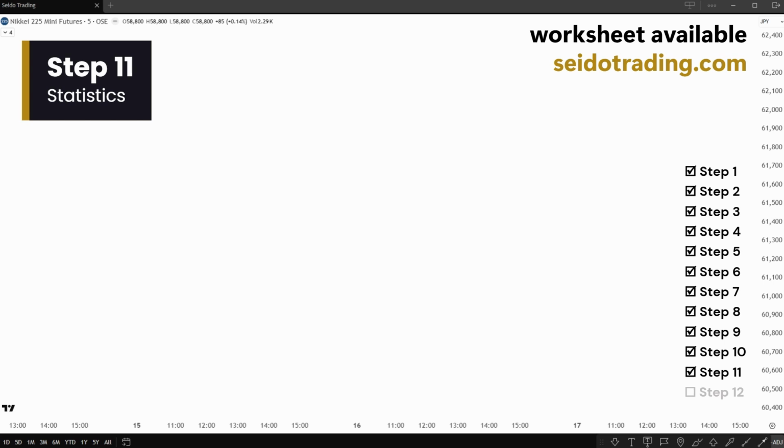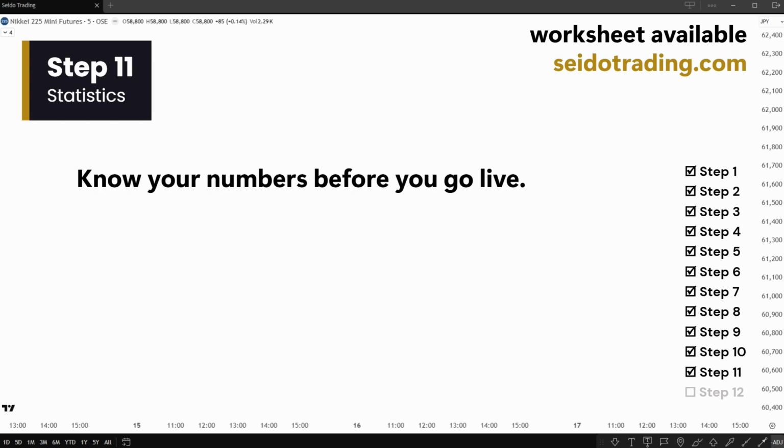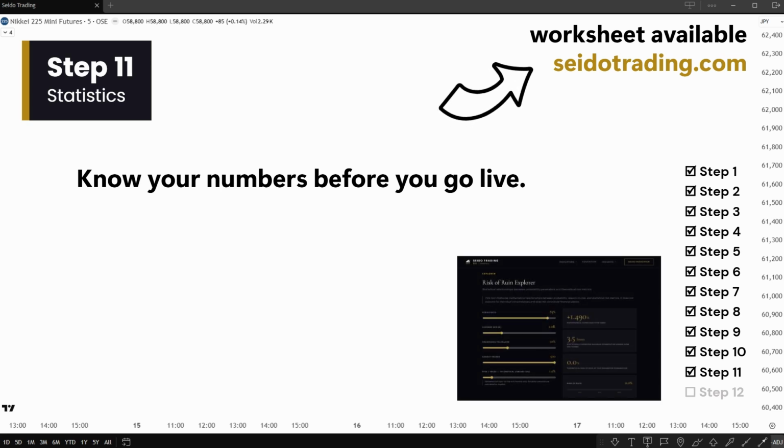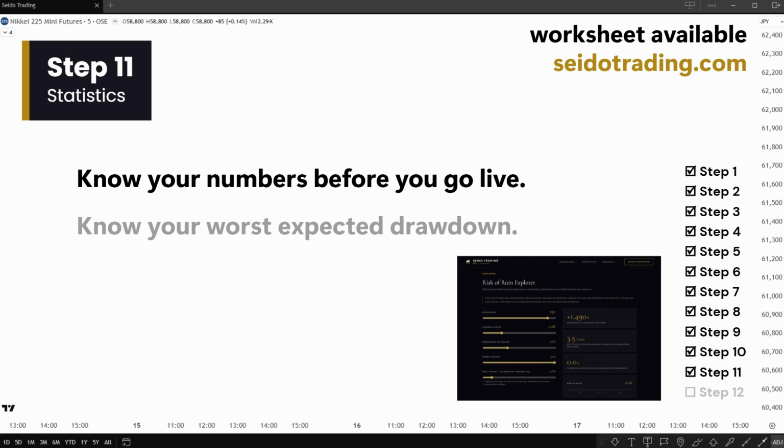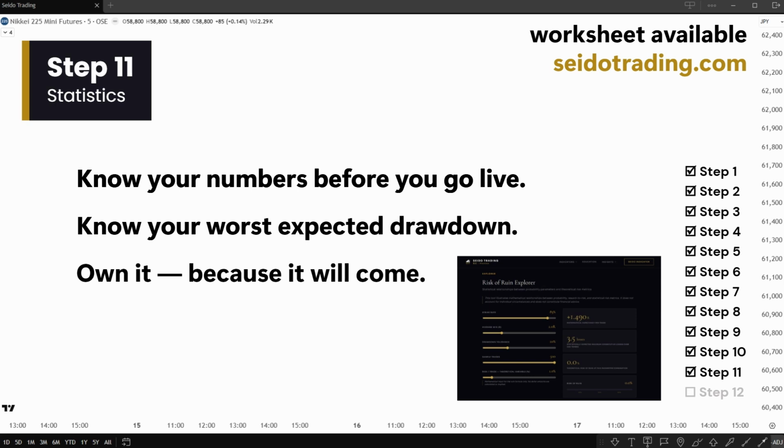Step 11, summary statistics. Look at the results in your analysis and record them here. Head over to seidotrading.com and find our statistics page. Look at how many losing trades in a row your system expects to achieve. Own this number, because even with perfect execution, this will occur. Write it down and expect it at some point.